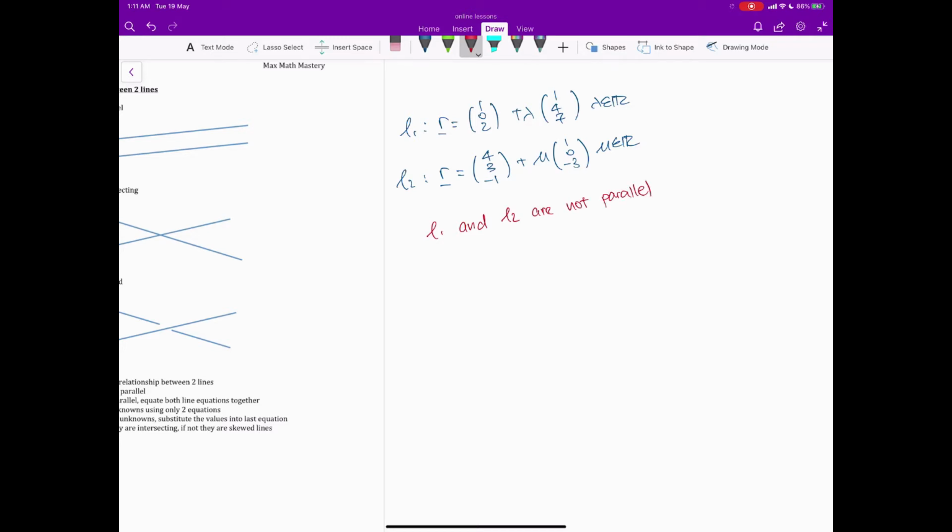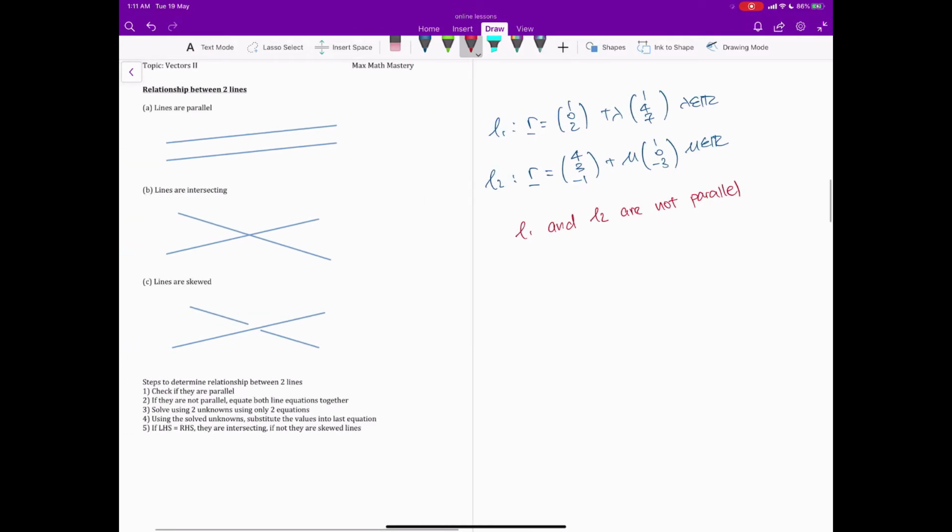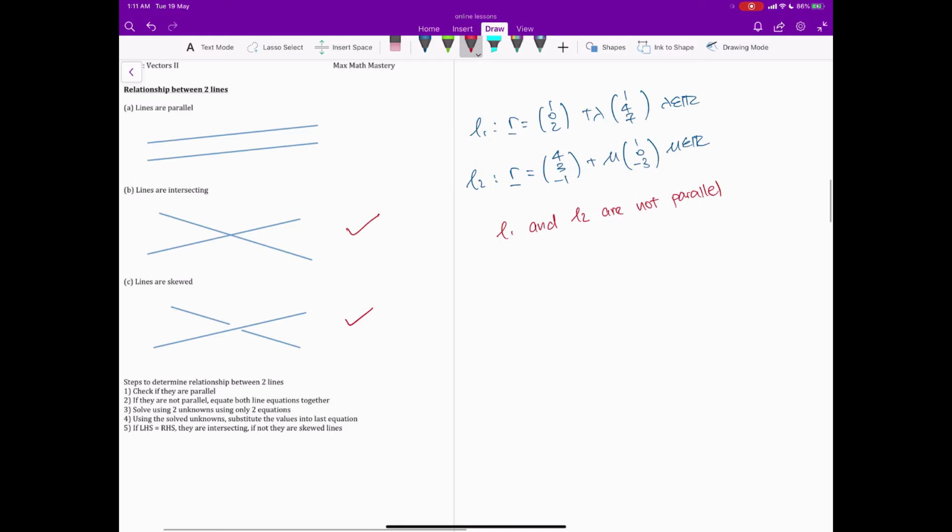Take note, this step is the most important step. Please always check the relationship between your two lines to see if they are parallel. Please do not skip this step. If the lines are not parallel, what we're going to do is go on to determine if they are intersecting or skewed. So how do I determine if they are intersecting or skewed?